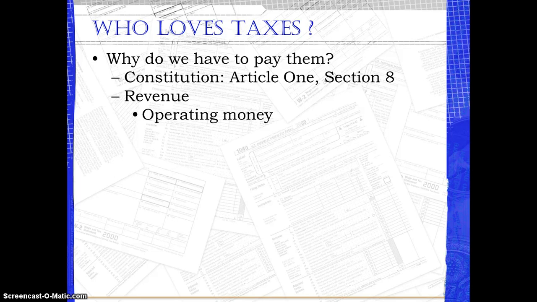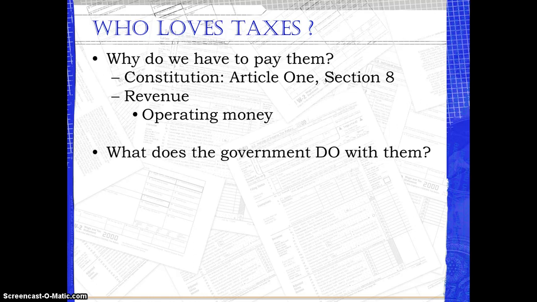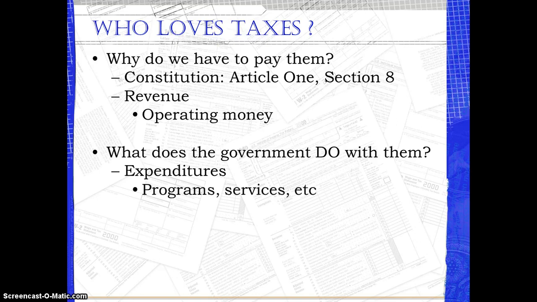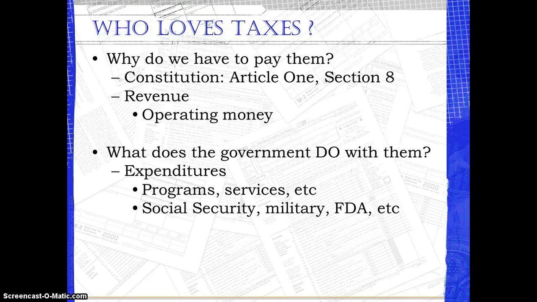So revenue is money that you bring in, and it allows the federal government to operate or to employ daily functions, whether that's the Fish and Game and Wildlife, or the FDA, or the military, etc. What does the government do with that money? So the government uses that money to operate or to provide social services. They use it for what we call expenditures, or money that they spend things on. Those expenditures are programs and services like Social Security, the military, the FDA, any other government service that you can think of, including the new healthcare law we know as Obamacare.